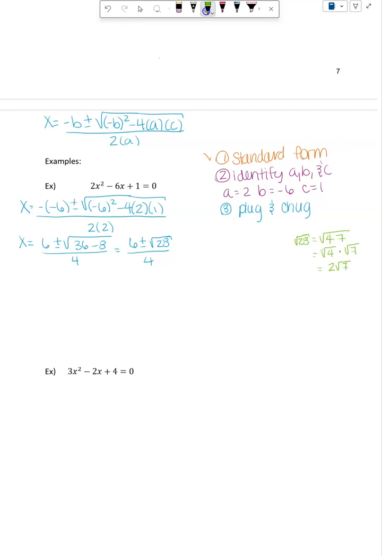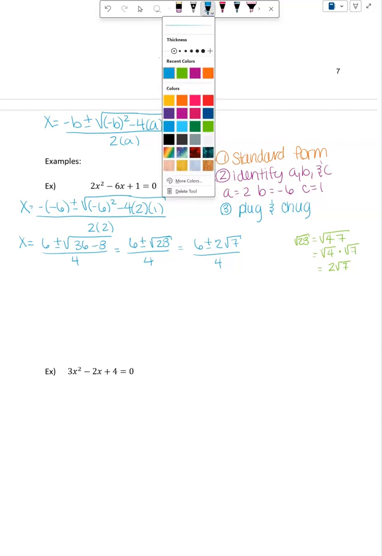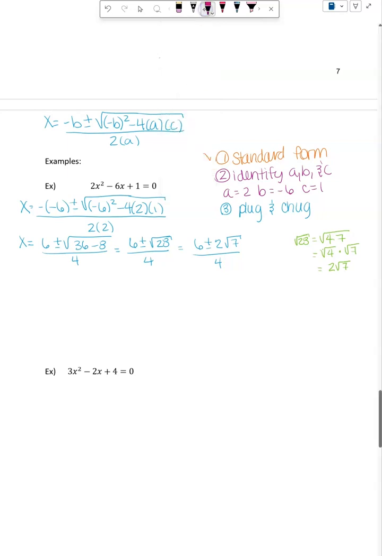So we could rewrite this as 6 plus or minus 2 square roots of 7, all divided by 4. Okay, we're almost finished. The only thing that we can do to simplify this anymore, which we always in college algebra want it in the most simplified form, is we can see here that 6, 2, and 4 are all divisible by 2, right? So let's do that. Let's try to find a different color that I haven't used yet. So 2 goes into 6 3 times, 2 goes into 2 once, and 2 goes into 4 2 times.